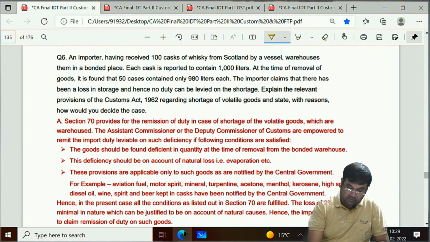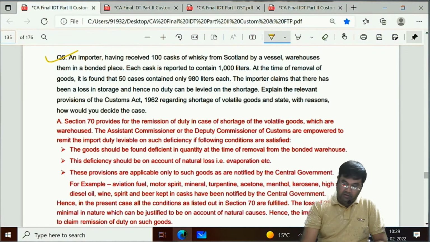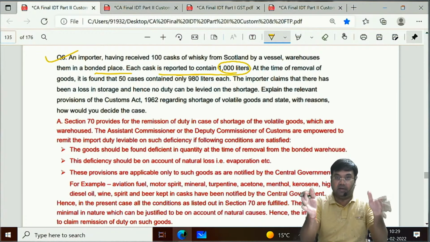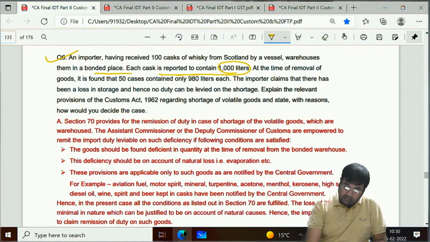Question 6. An importer, having received 100 casks of whiskey from Scotland by vessel, warehouses them in a bonded place. Each cask is reported to contain 1000 liters. So there are 100 casks, each with 1000 liters, so basically 1 lakh liters you can say. At the time of removal of goods, it is found that 50 casks contained only 980 liters.